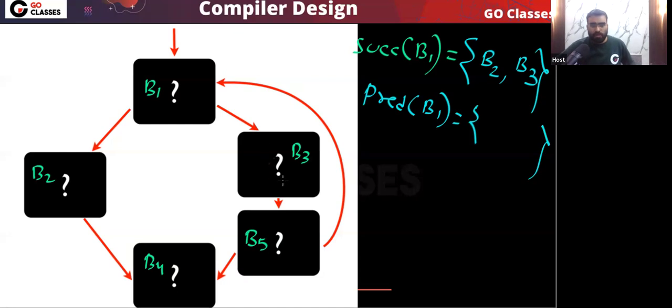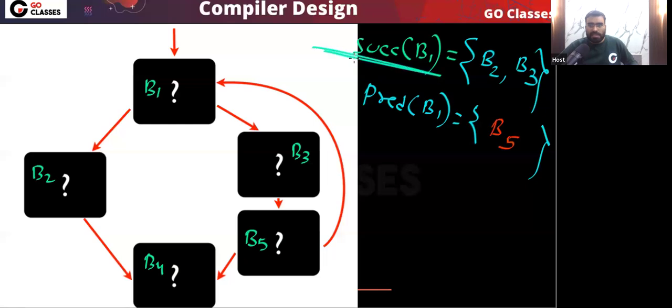What is the predecessor of B1? That will be B5. Okay, no, don't put the start node. Entry and exit nodes are not basic blocks. Those are just special nodes.